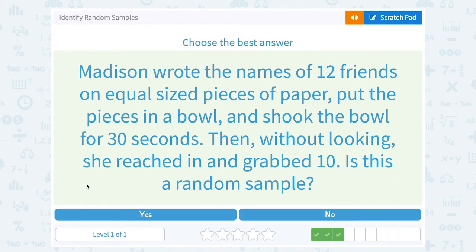Madison wrote the names of 12 friends on equal-sized pieces of paper, put the pieces into a bowl, and shook the bowl for 30 seconds. Then, without looking, she reached in and grabbed 10. Is this a random sample? Well yes, this would be a random sample of her friends. Because notice they're on equal-sized pieces of paper, which makes them equally likely to be picked. She shook the bowl up so she doesn't know what name is where. So all the friends have an equal probability of being selected in this sample.